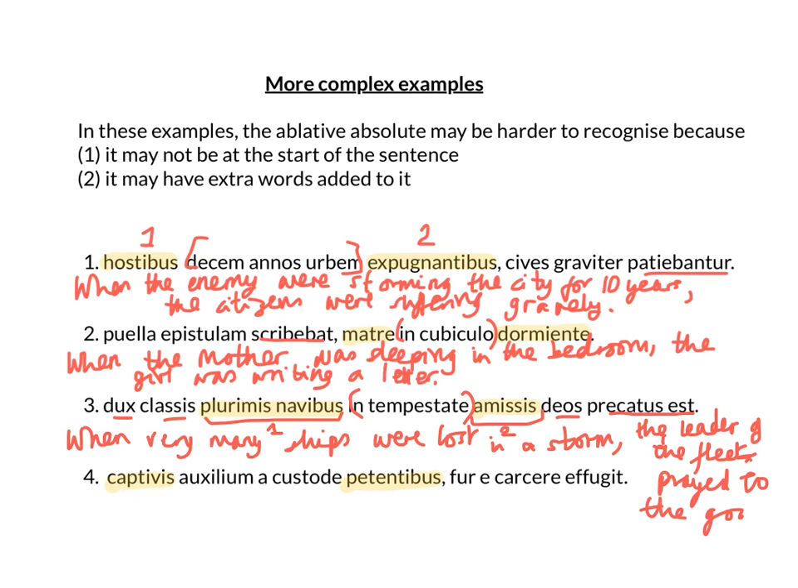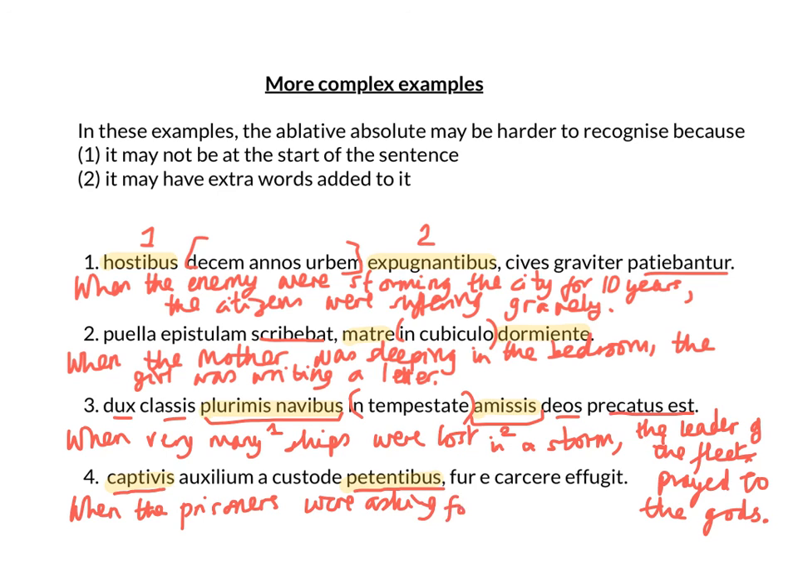Last one. Well, our noun in the ablative absolute is captivis, and our participle is petentibus. It's a present participle, but the main verb is past, so I'll say when the prisoners. The verb petere has got so many meanings, but I'm going to here translate it as were asking for, because that makes good sense.